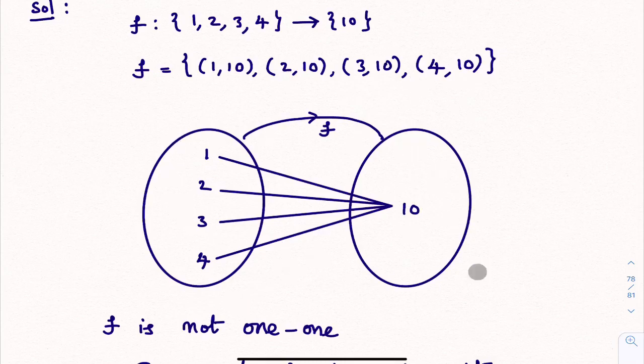By seeing this diagram, can you say whether this function is a 1-1 function? What is the definition of a 1-1 function? Different elements in the domain set must have different images, right? But here 1 and 2 are different elements. These two elements are having the same image. It tells you that this function is not 1-1. When the function is not 1-1, it is not bijective. When the function is not bijective, we can say that this function doesn't have inverse.